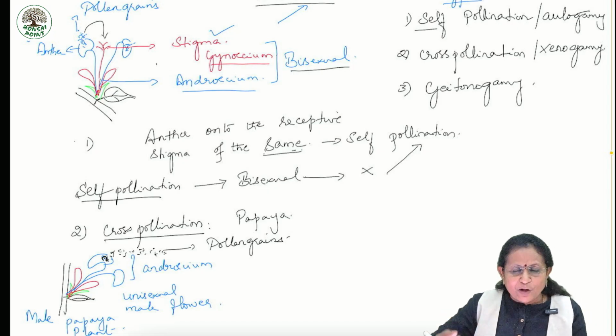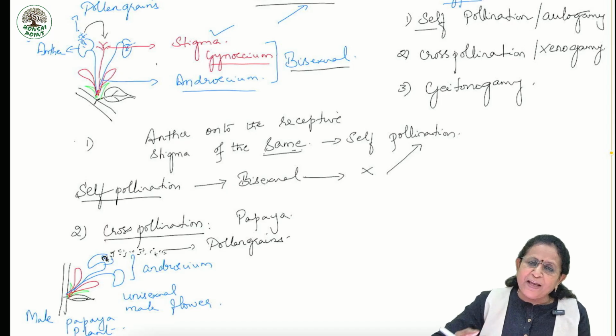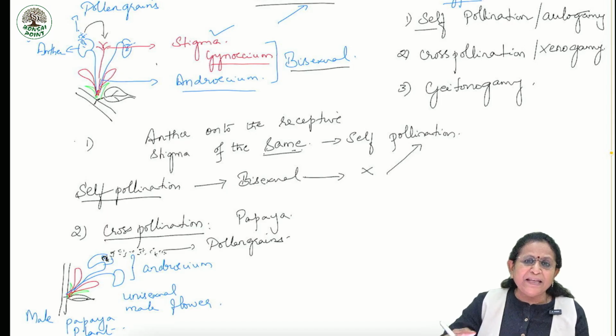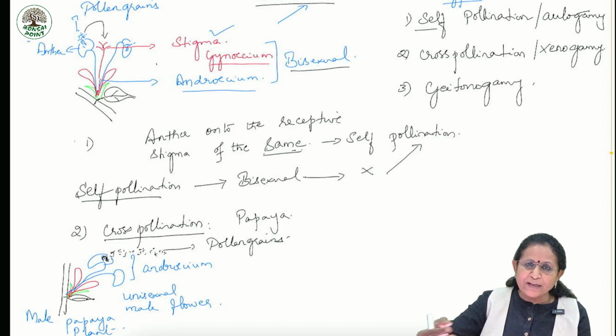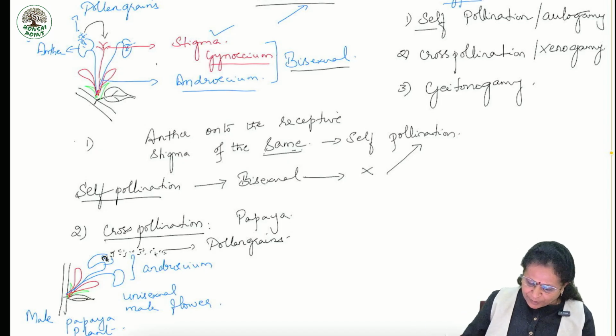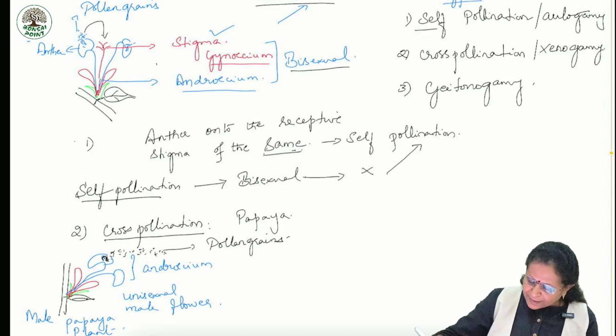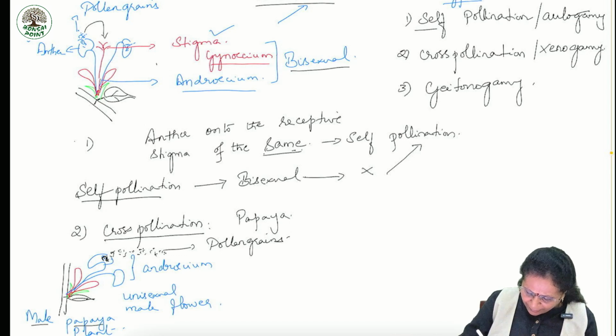See, when I say cross-pollination, it may occur by various means. There are many agents which bring about cross-pollination. Maybe wind, insect, etc. That will come again, that is agents of cross-pollination. So, what are these now? These are the pollen grains released by the male papaya plant.